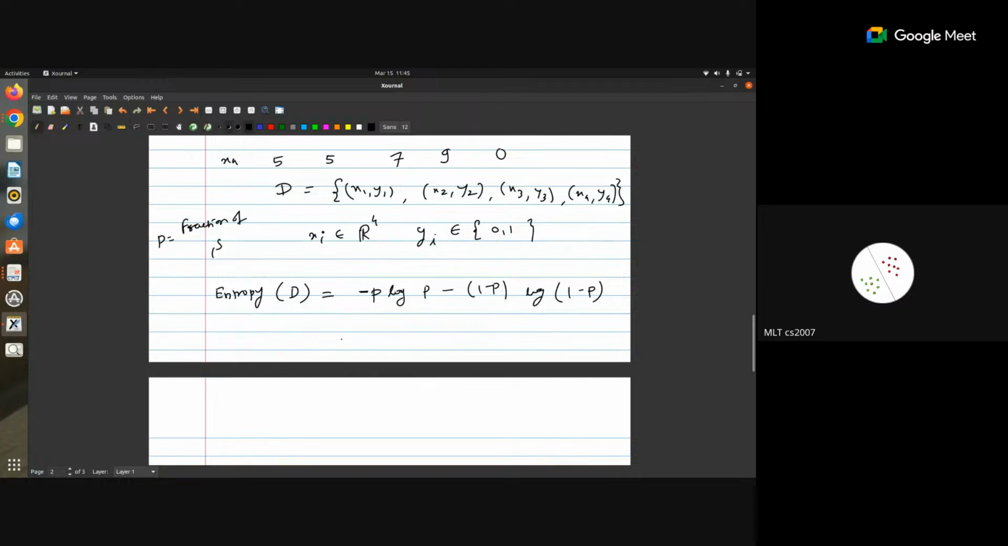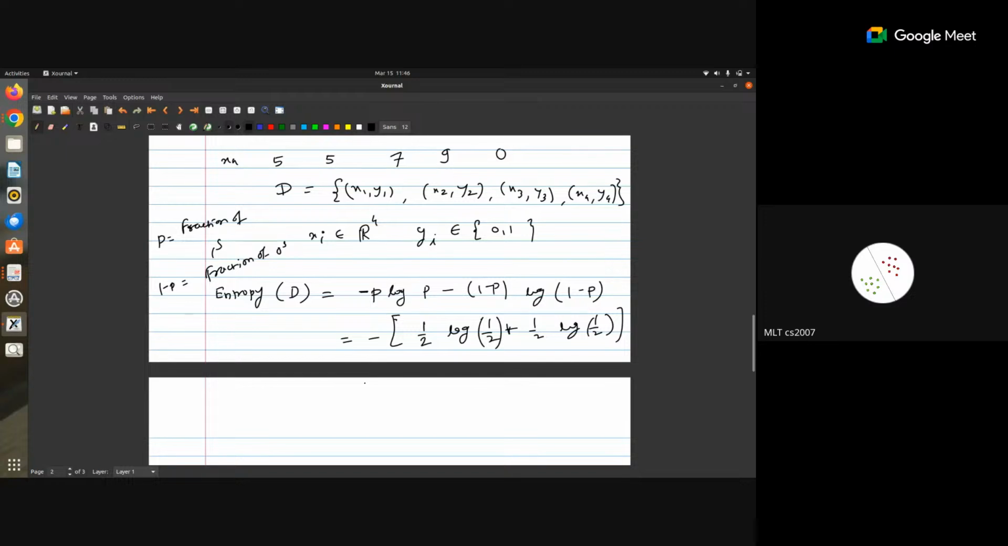So if p is the fraction of ones, then 1 minus p will be the fraction of zeros, or the other class, right? In this case, if p is half, then 1 minus p is again half. If I take this minus sign common, then it will be half log half plus half log half, right? That is your entropy.